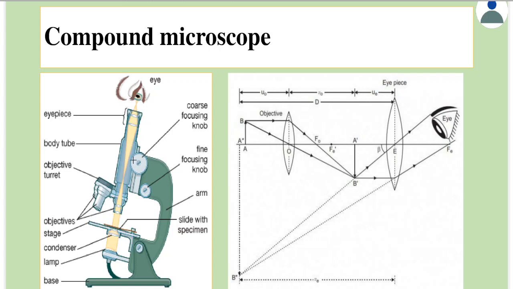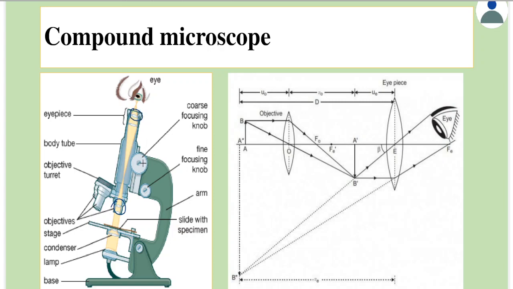As given in this diagram to the left side, the lens here is called the objective. That is because this lens is facing the object. In this case, the object is a slide which contains some specimen on top of it, and the lens towards the eye is called the eyepiece.